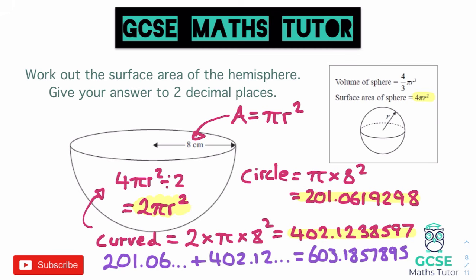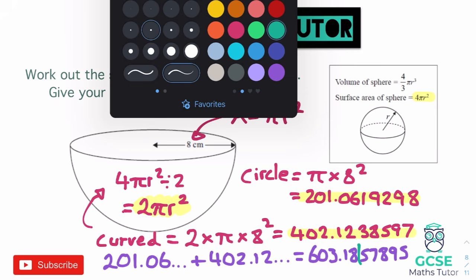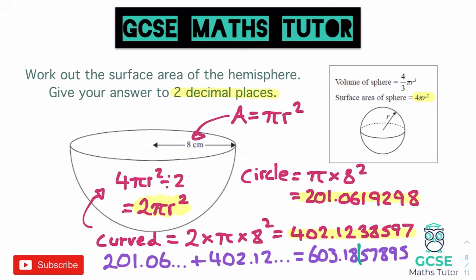Again, just looking at the question, because it says round it to 2 decimal places, so I just want to chop that after the second decimal, which is after the 8. So 5 afterwards, so it is going to round up. So my final answer, and I'm going to have to write this at the top, is going to be 603.19. Now we're looking at surface area, it's in centimetres, so we would say centimetres squared. And there we go, there is our final answer for the surface area of a hemisphere.